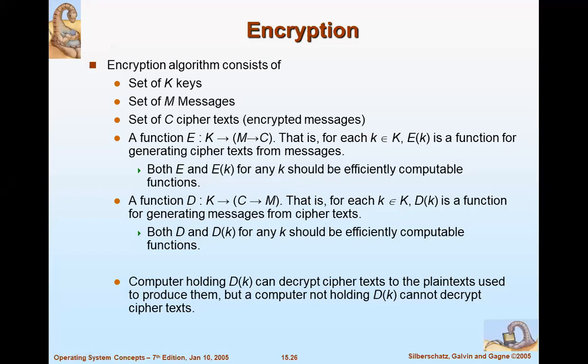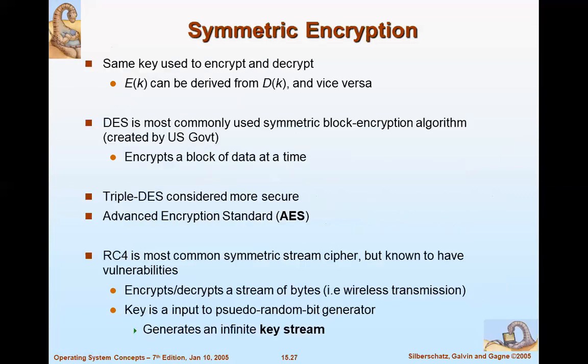A computer holding DK can decrypt ciphertext to the plain text used to produce them, but a computer not holding DK cannot decrypt the ciphertext. So the decryption key is very important to decrypt the message. If you don't have this key, you would not be able to decrypt the message from the encrypted text that you receive.